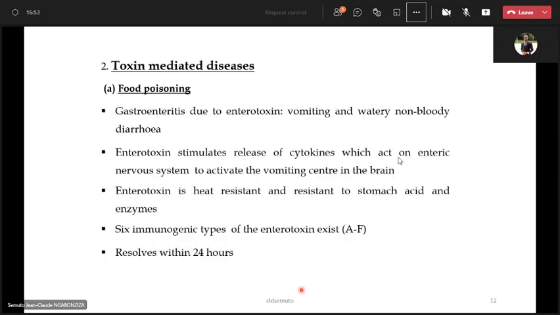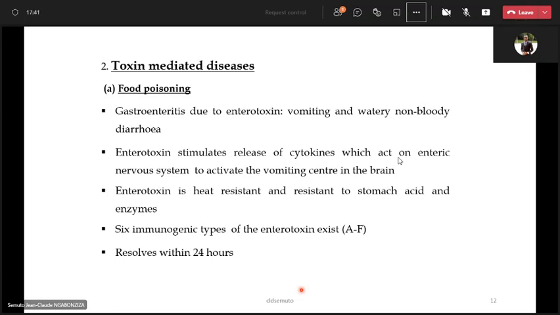As toxin-mediated disease, we have food poisoning that we already mentioned, gastroenteritis due to enterotoxin, which leads to vomiting and watery, non-bloody diarrhea, especially linked to consumption of contaminated food. So when Staph aureus multiplies and grows on food, producing this food poisoning toxin, enterotoxin, the individual consuming that food will definitely be affected by this toxin.